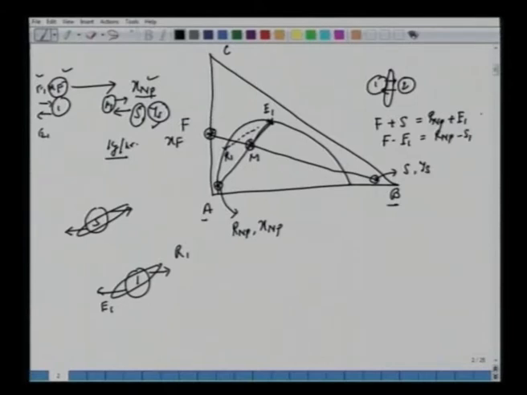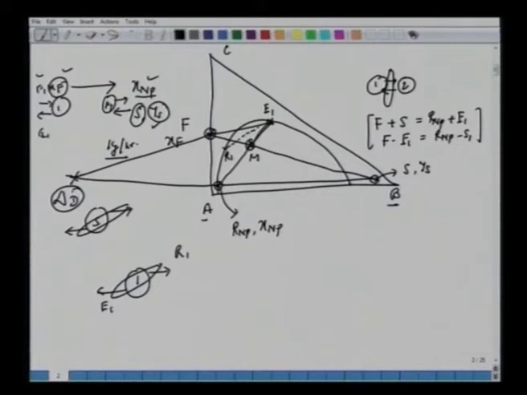We have E1, which is in equilibrium with R1. We connect this R1 and extend here. We have E2, again in equilibrium with some stream R2. We connect this and we extend here to E3. So we have R1, then we have this R2.